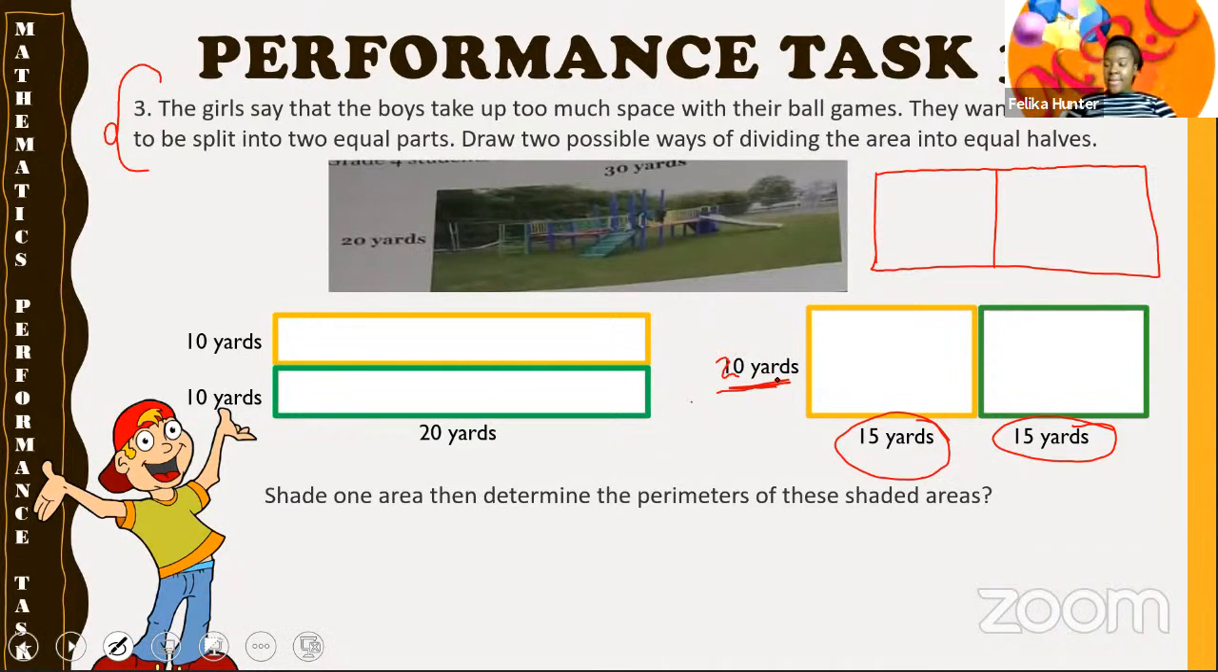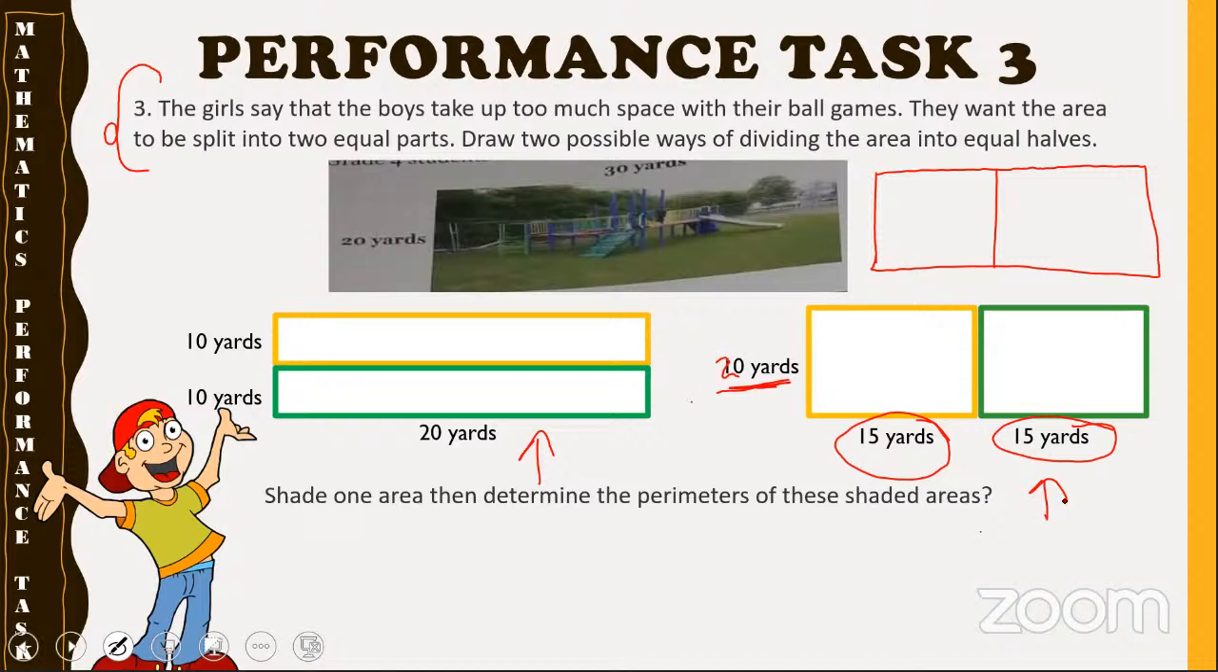All right, the next part of the question says shade one area, then determine the perimeter of these shaded areas. So we're at shade one area. So which one would you like us to do? Would you like us to do this one or would you like us to do the second one? The top one.